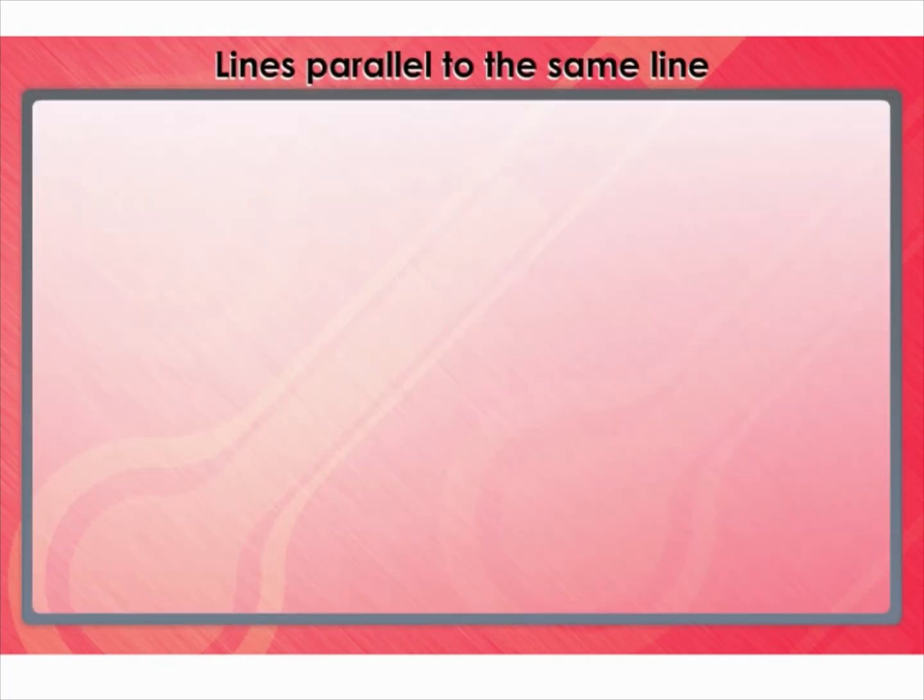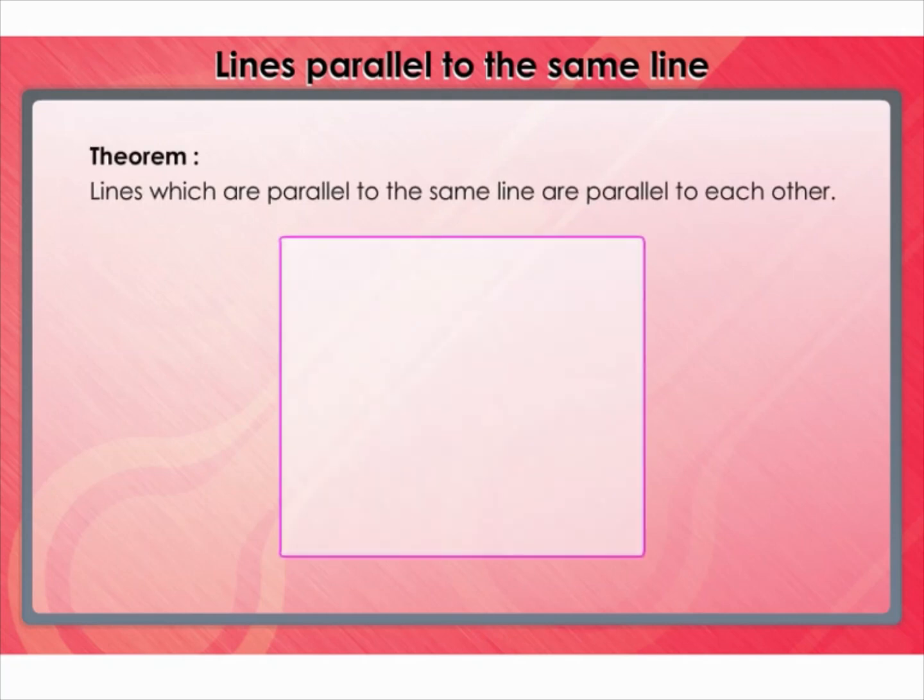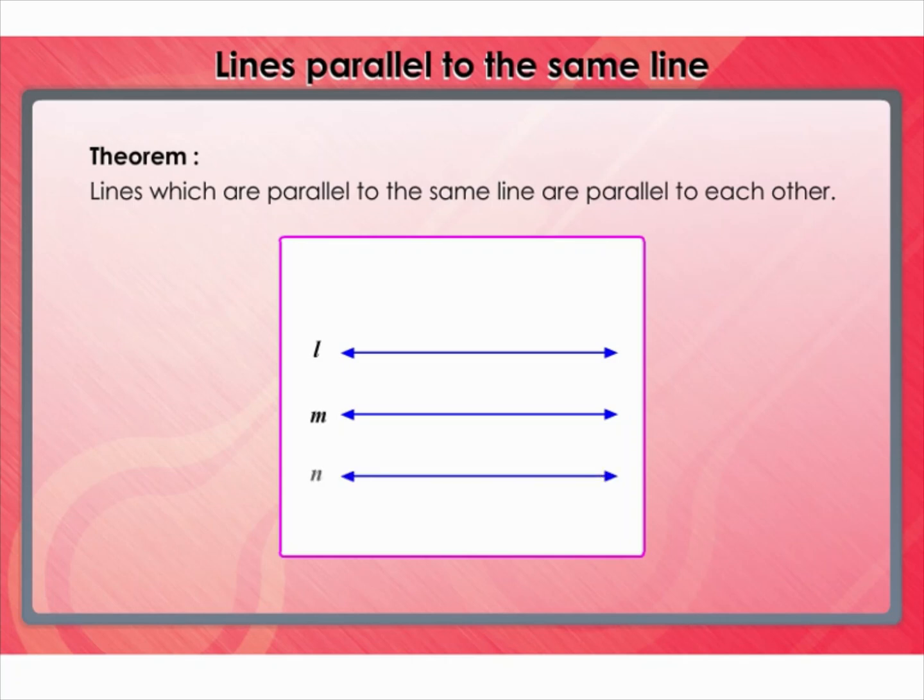Lines parallel to the same line. Consider the theorem: lines which are parallel to the same line are parallel to each other. Let's draw a line P transversal for the lines L, M and N. If a line L is parallel to M and a line M is also parallel to N, then line L is parallel to N. This result can be extended to more than two lines.